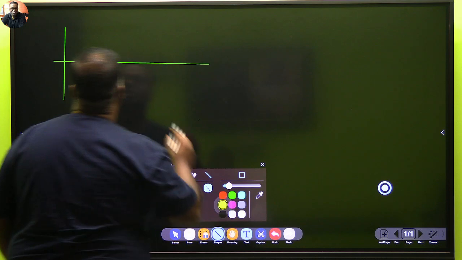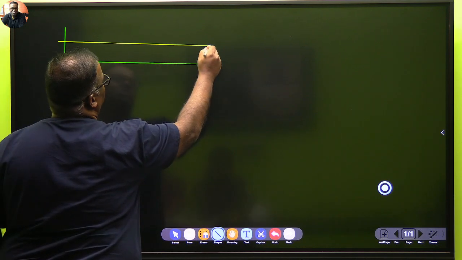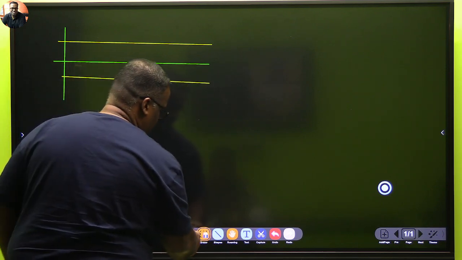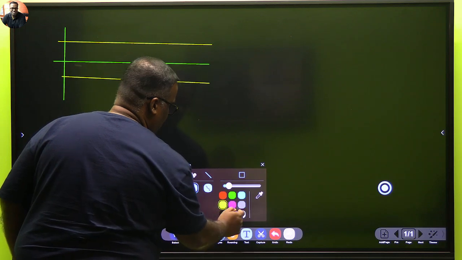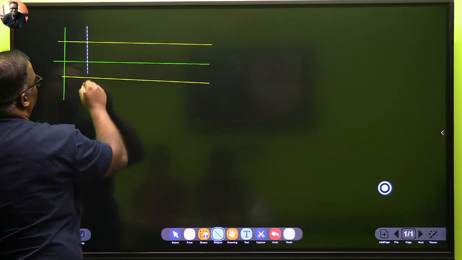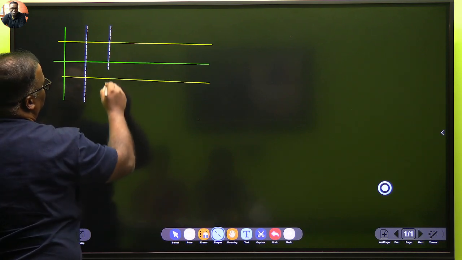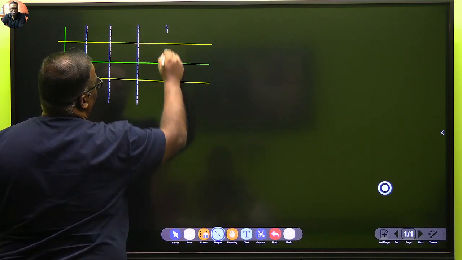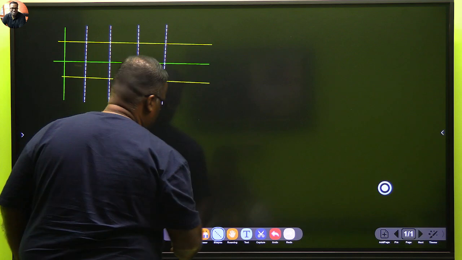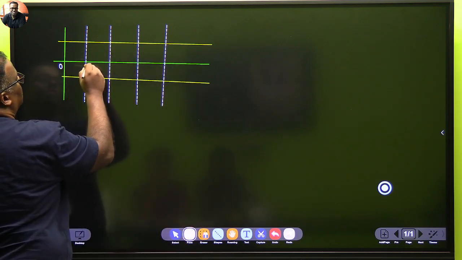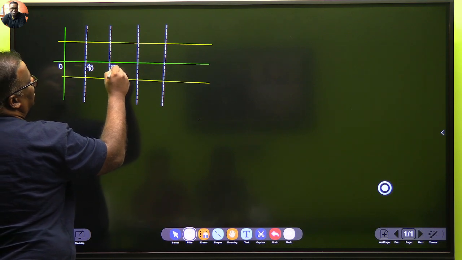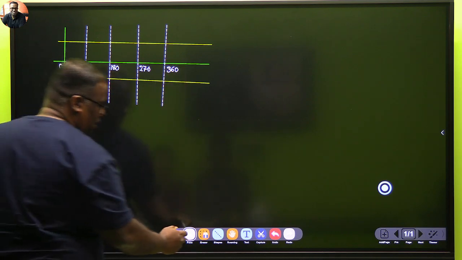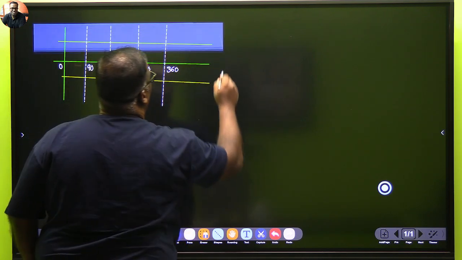You need not draw, you just see. We'll draw the sine curve so that we understand what we are doing, and I'll make my partitions. So this is 0, 90, 180, 270, 360. Fine. So let me write it. This is 0, 90, 180, 270 and 360.